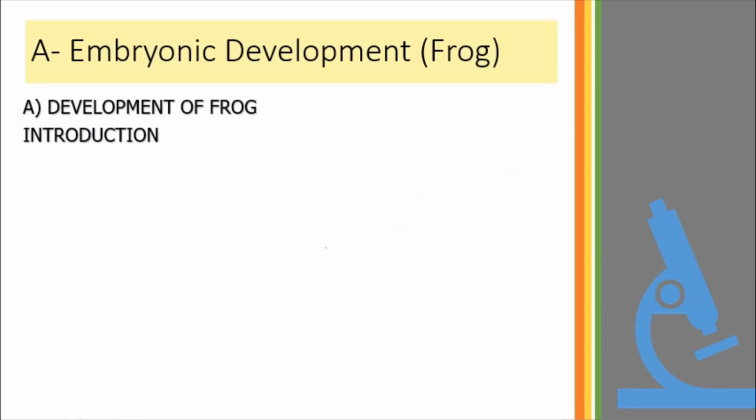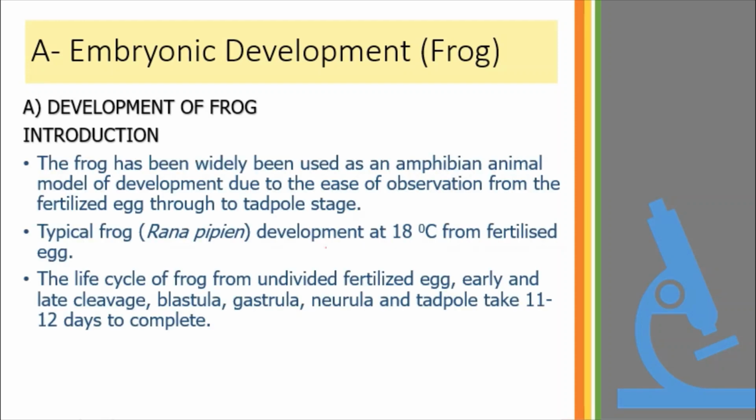Embryonic development in frog. Frogs have been used widely as an animal model, as there is observation from the fertilized egg to a tadpole stage. Xenopus laevis is a frog that is developed at 18 degrees. This life cycle takes 7 stages, from unfertilized egg to a tadpole, which is around 12 days to complete.